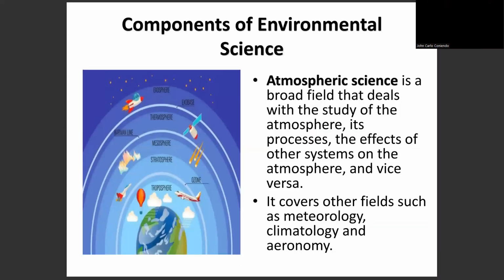So now let's go to the components of environmental science. Environmental science also needs the study of atmospheric science. It is a broad field that deals with the study of the atmosphere, its processes, the effects of other systems on the atmosphere, and vice versa. It covers other fields such as meteorology, which we included earlier in our discussion of interrelationships, climatology, and environment.